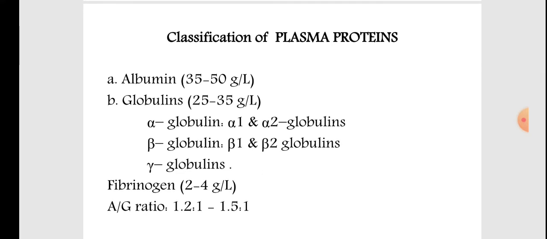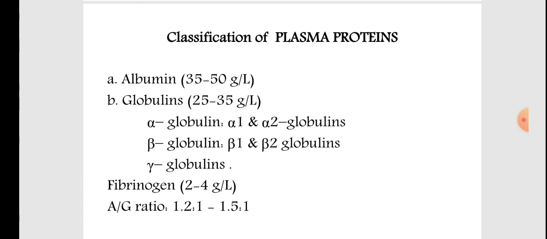As for the classification of plasma proteins, they include albumin, globulins, and fibrinogen. Then the globulins are classified into alpha globulins, beta globulins, and gamma globulins. In alpha globulins we have alpha 1 and alpha 2 globulins. In beta globulins we have beta 1 and beta 2 globulins.